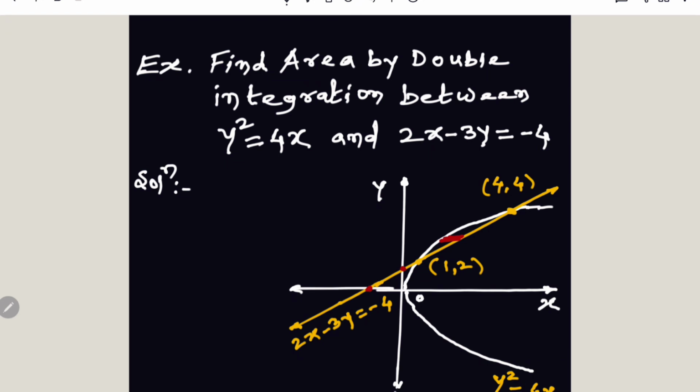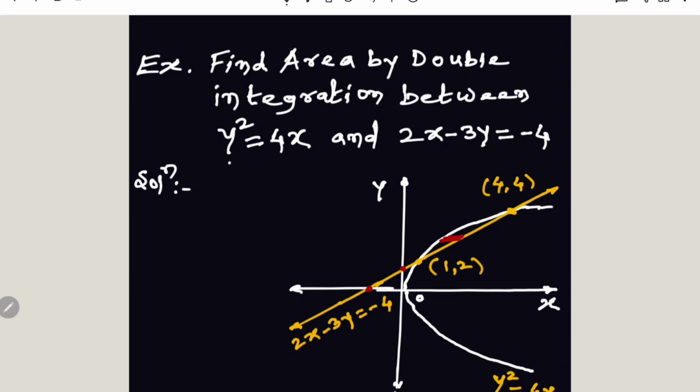Let us solve the problem. Find area by double integration between two curves y square is equal to 4x and the second line 2x minus 3y is equal to minus 4. And to obtain that area, the first step is to draw the two figures.